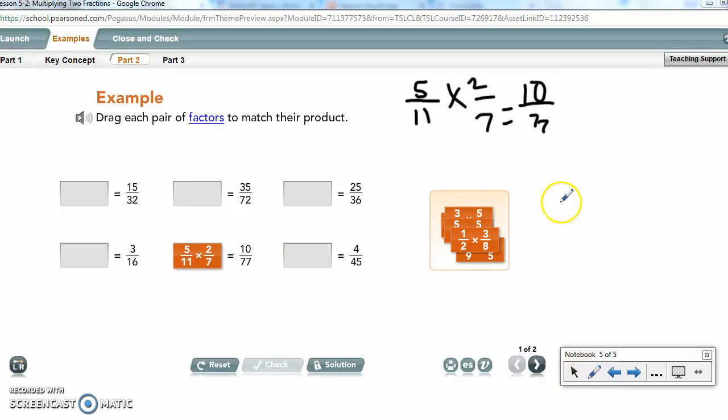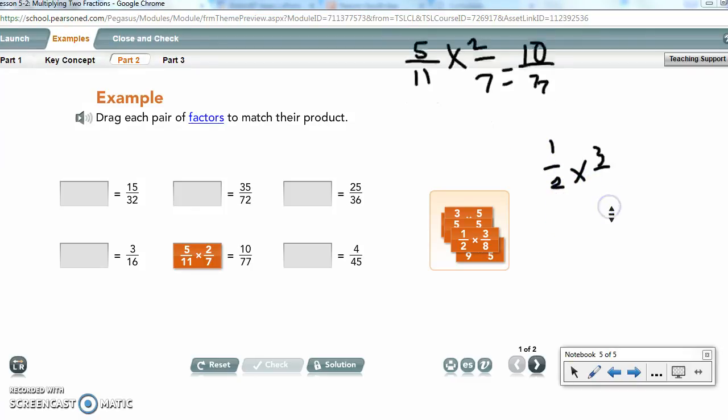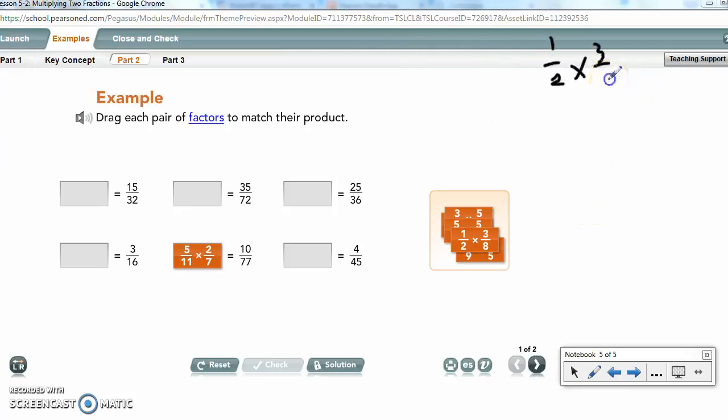This next one says 1/2 multiplied by 3/8. 3 times 1 is going to give me 3. 2 times 8 will give me 16. So 3/16 is my answer for this one.